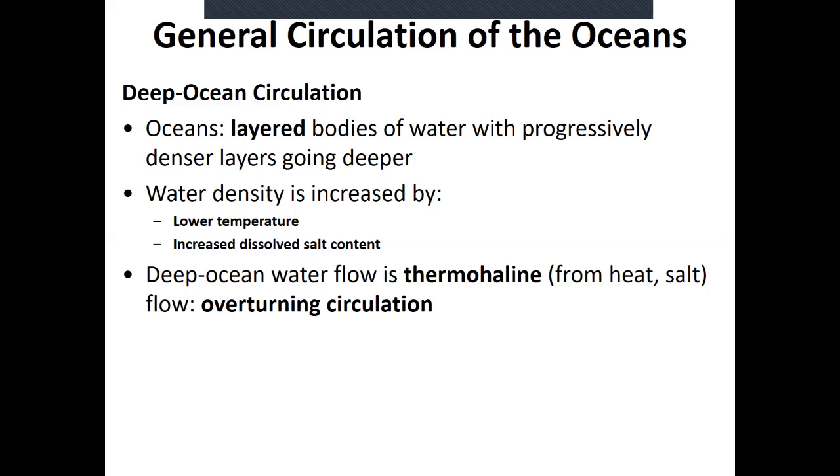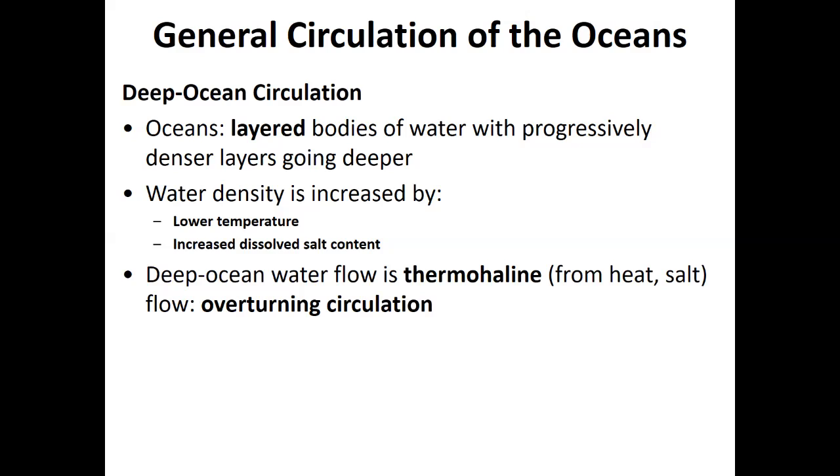In deep ocean circulation, the ocean is layered by density, which increases as you go down. This density increases with lower temperature, so the deeper you go, the cooler the water is, so it's denser. And it also increases with salt content. So if you change the temperature and the salinity of water, you change the density. And we know that dense fluids sink, and less dense fluids rise.